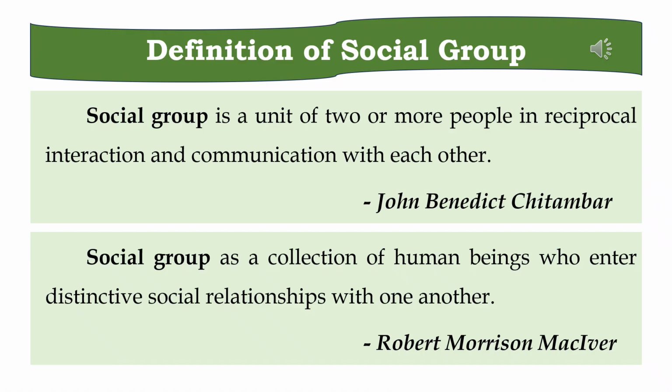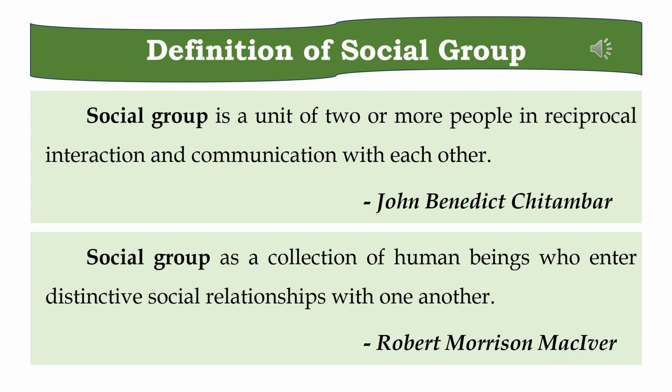Definition of social group. John Benedict Chapin defined that a social group is a unit of 2 or more people in reciprocal interaction and communication with each other. According to him, a social group is not just any collection of people. The people in the group talk, work, or spend time together. They depend on each other in some way.